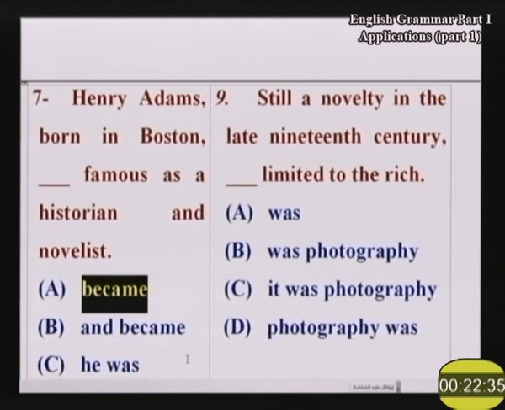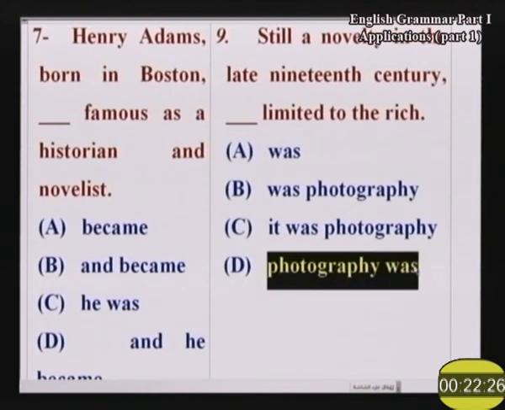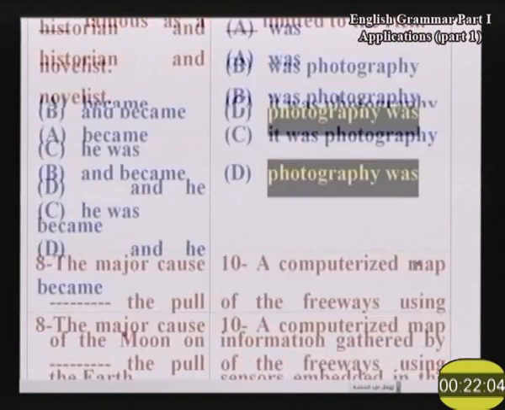Photography was limited to the rich. يبقى هنا عندي subject and verb. Photography was limited to the rich. فن التصوير كان بيقتصر على الأغنياء. Still a novelty in the late 19th century. كانت ما زالت شيء جديد في أواخر القرن ال19. التصوير كان مقتصر على طبقة الأغنياء.